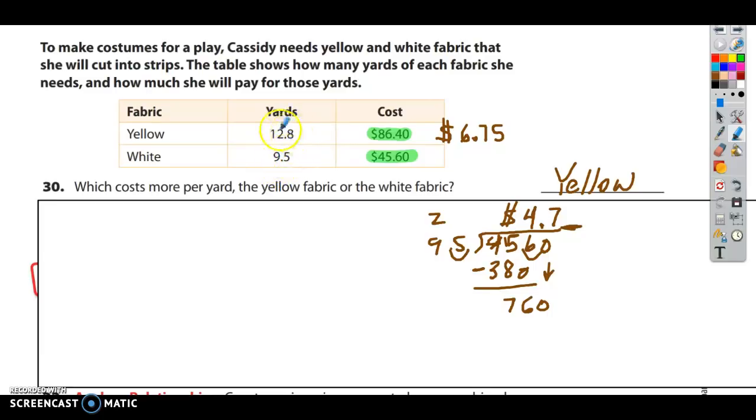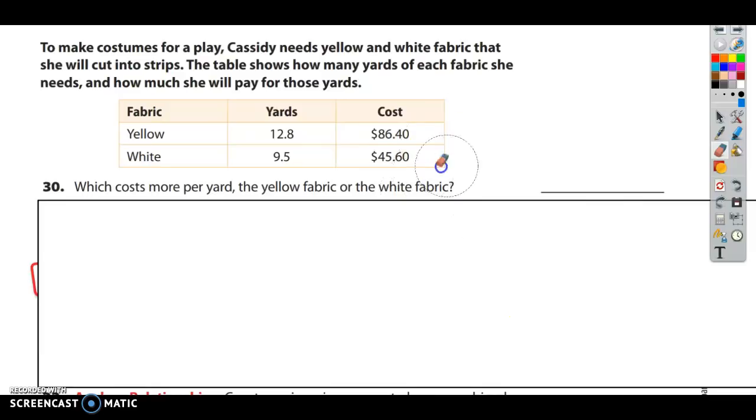The yellow's more expensive. You get almost the same number of yards, but the cost of the yellow is almost double. So the cost of the yellow is quite a bit more. So I'm going to go ahead and move on. The answer to this one is yellow. 675 is more than 4 something.